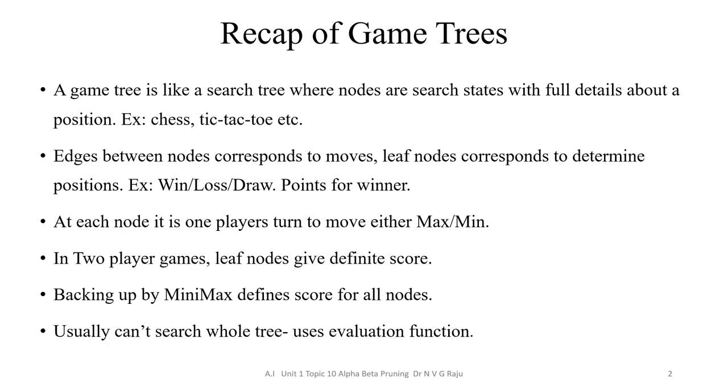At each node, it is one player's turn to move, either the max player or the min player. In two-player games, leaf nodes give a definite score. Backing up by min-max defines the score of all nodes. Usually, we can't search the whole tree, so we will use an evaluation function for that.